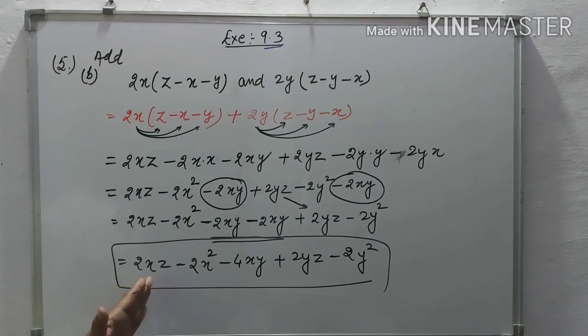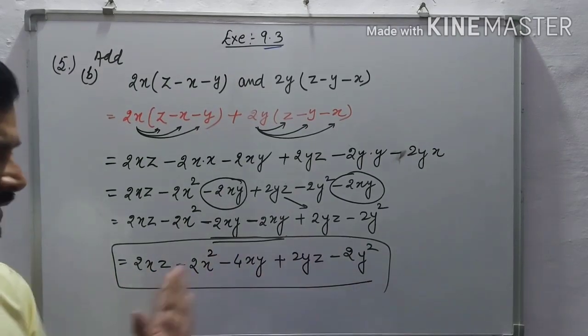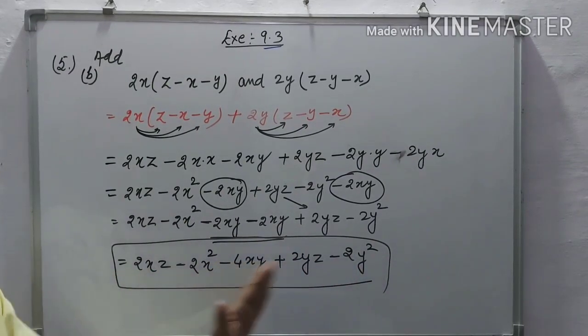And write, if there is no problem, you can write the first term 2xz or 4xy. If the order of all the terms is changed, no problem.